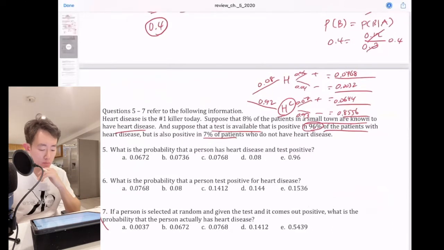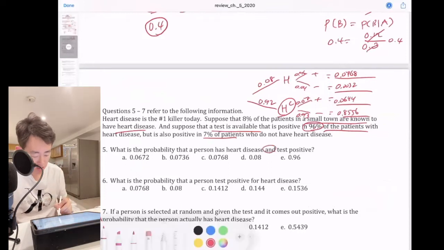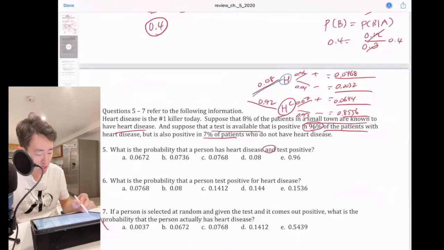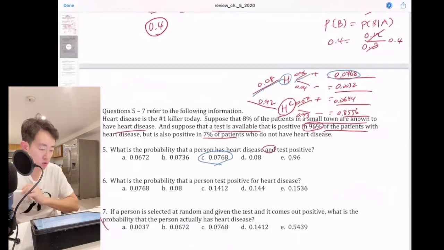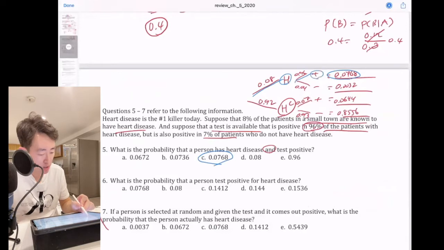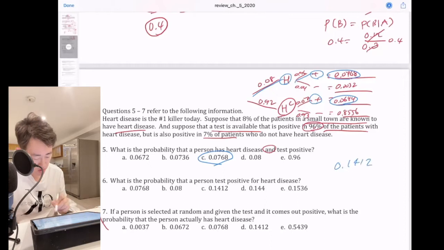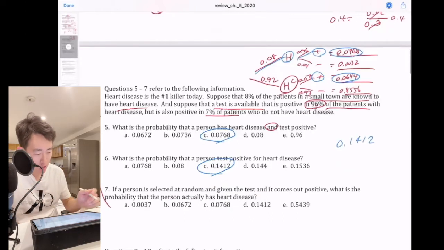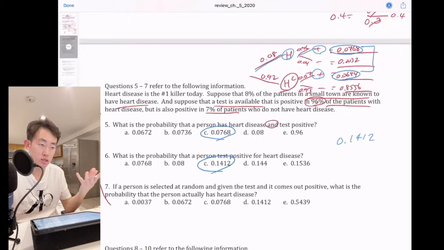What is the probability that a person has heart disease and tests positive? Has heart disease and tests positive means you go to the heart disease people and also test positive. Well, that's 0.0768. We have that listed. What is the probability that a person tests positive for the heart disease? Well, that's this plus this, which is 0.0644 plus 0.0768, which I believe should give you 0.1412. So that should be the answer right there. Just have to add these two up, right? Because those are the ones that tested positive.